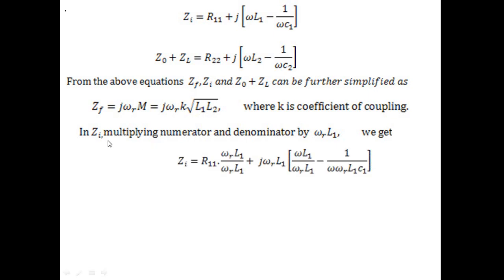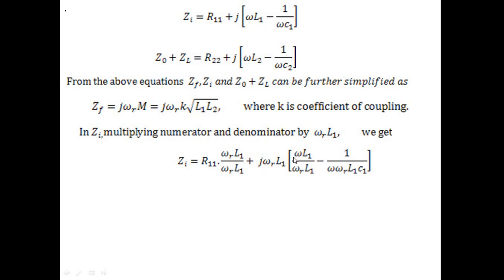In case of Zi, multiply both numerator and denominator by omega R into L1. See this case. R1 equal R11 into omega R L1 divided by omega R plus L1. Here J omega R1, J omega R into L1. Just take this omega L1 as a common. Even you can do it. It's a very simple one.